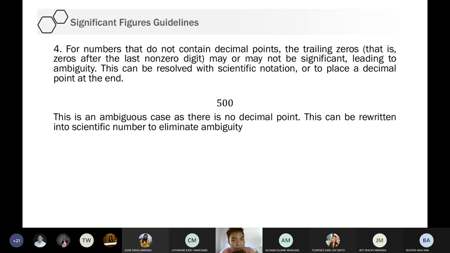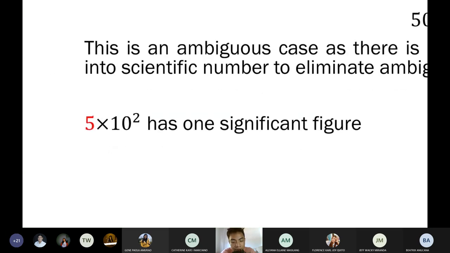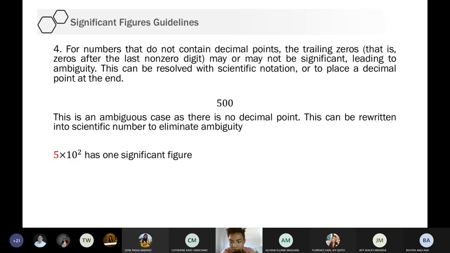So how are we going to deal with ambiguous cases now? In order for us to resolve this, we can either write our numbers in scientific notation or just put a decimal point. So there are two ways to resolve this ambiguity: you write it in scientific notation or you place a decimal point. For example, I write it as 5 times 10 raised to 2. Then my number will have one significant figure. By the way, when looking for the number of sig figs in your scientific notation, just look at your coefficient. Only the coefficient part will be considered when counting the sig figs of a number written in scientific notation. So 5 times 10 raised to 2 has only one sig fig because of the 5.